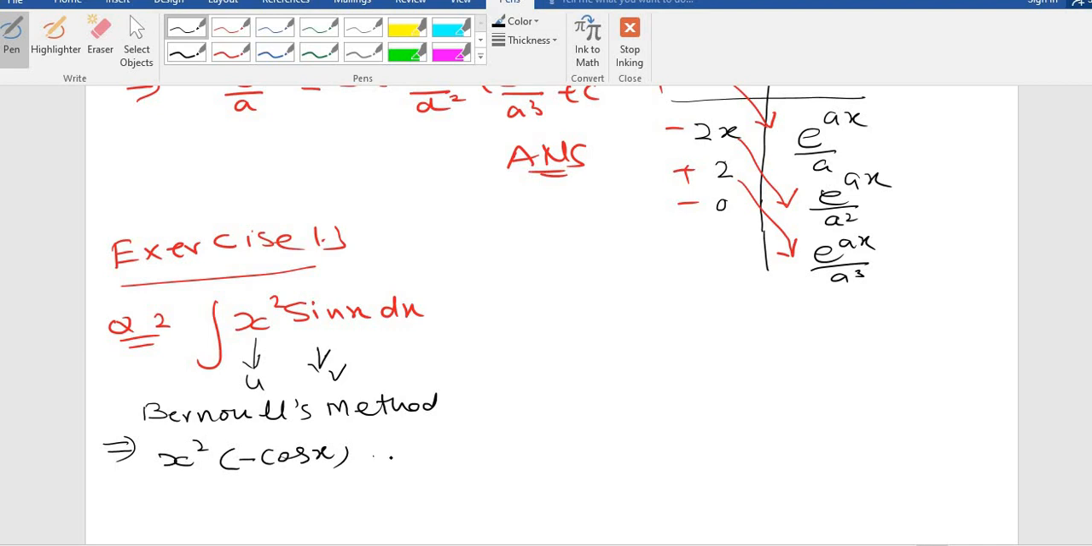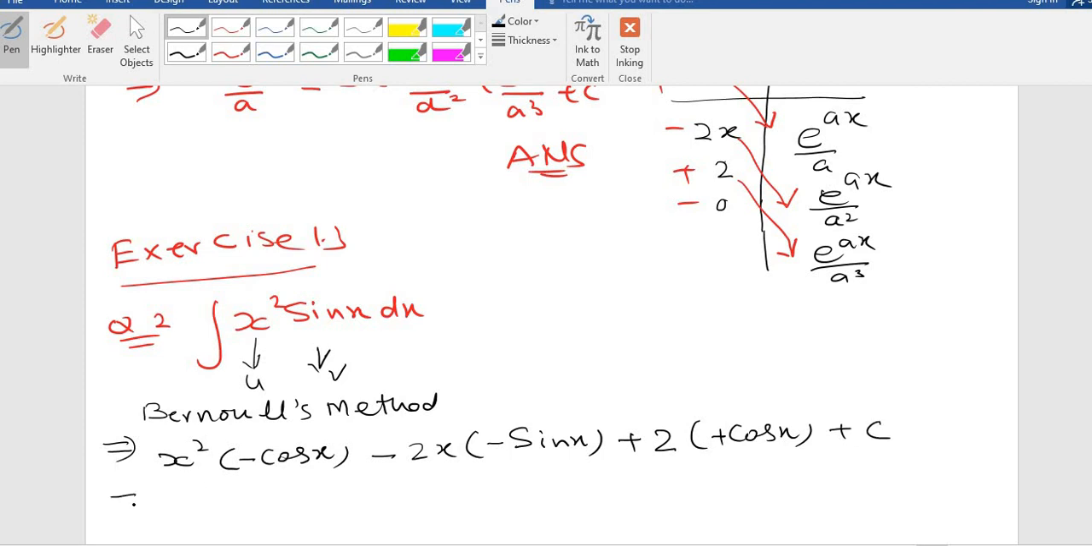Plus minus, the differentiation of x square is 2x, and again the integration of this part. So minus, the integration of cosine is sin x. Now plus minus plus, the differentiation of 2x is 2, and the integration of sin x is minus, so minus plus cosine x, and the differentiation of 2 is 0. So no need to write plus c.